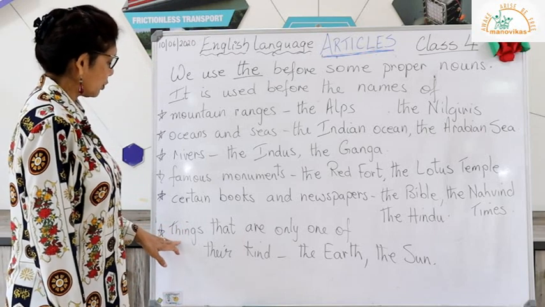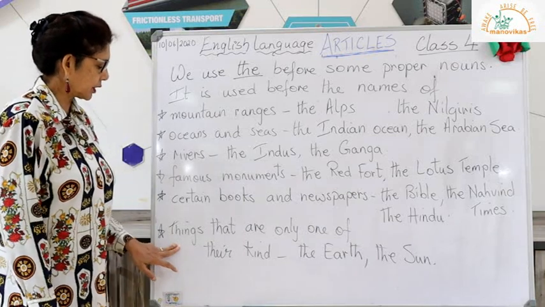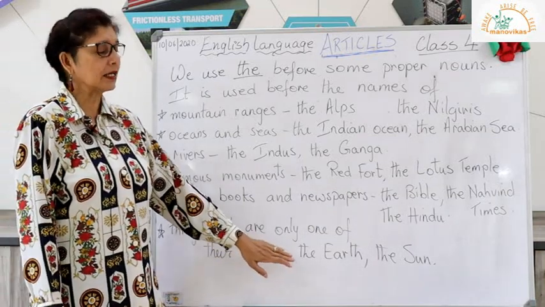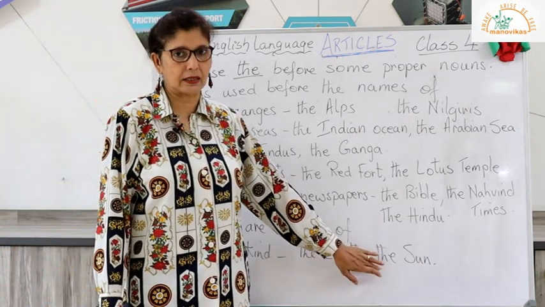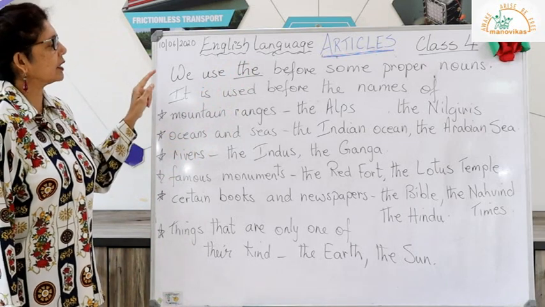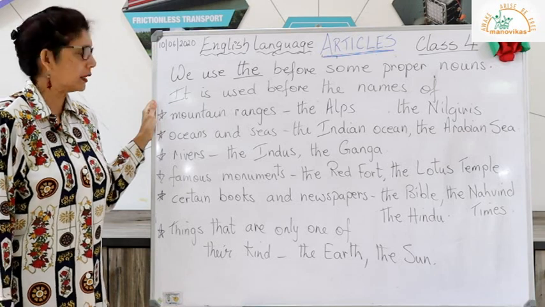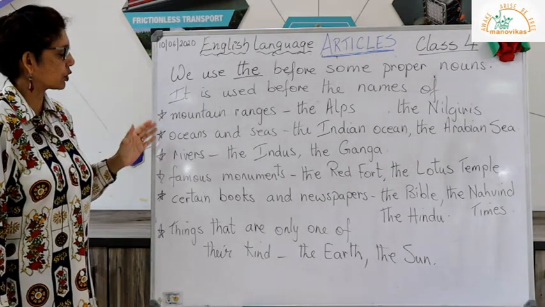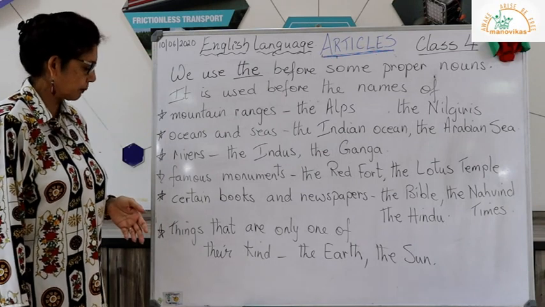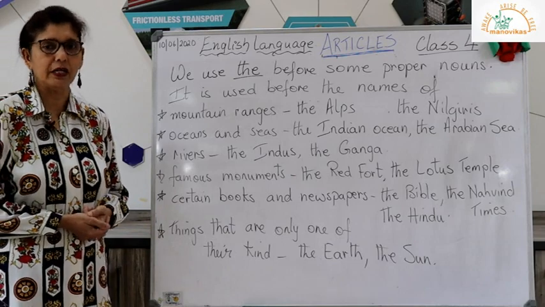And lastly, we also use it before things that are only one of a kind, that is the earth, the sun. So remember once again that the definite article is also used before proper nouns like mountain ranges, oceans and seas, rivers, famous monuments, books and newspapers, and also before things that are only one of a kind.